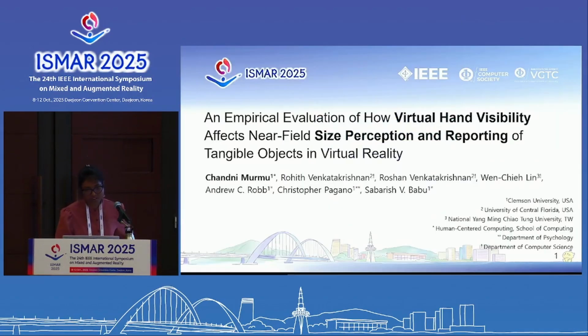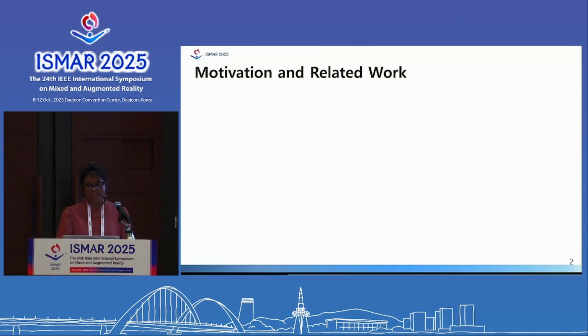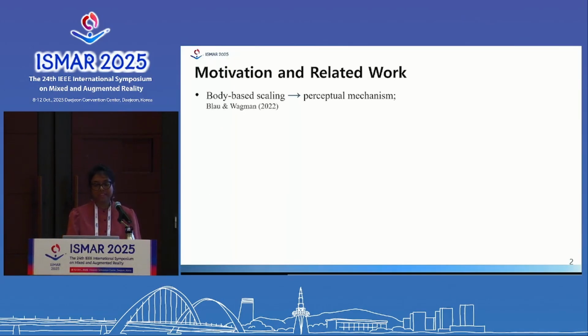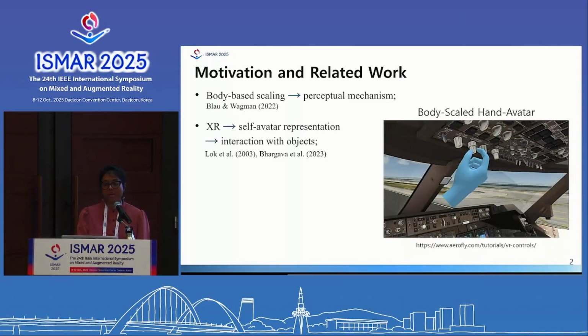Okay. Thank you for the introduction, Dr. Piner. I'll jump right in. So, body-based scaling is a perceptual mechanism where the human body, particularly familiar body parts like the hands, is used as a reference framework to estimate and interpret the size of objects in the environment. This phenomenon becomes especially relevant in XR contexts, where self-avatar representations, such as virtual hands, interact with virtual objects.